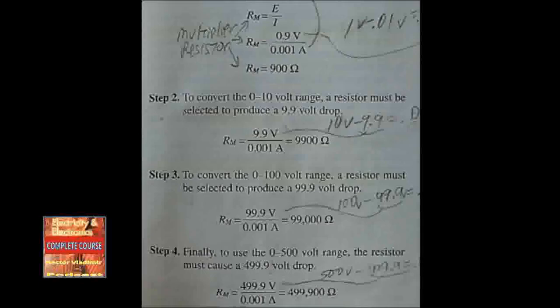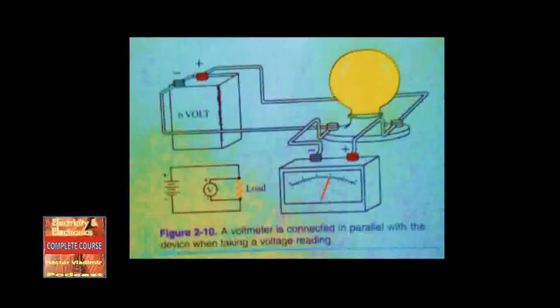Read the scale on the dial that corresponds to the range selected. The dial on a meter is generally referred to as the range selector switch. Figure 2-9, step 1. The multiplier causes an IR drop, or current and resistance drop, of 0.9 volts. Step 2, the multiplier causes an IR drop of 9.9 volts. Step 3, the multiplier causes an IR drop of 99.9 volts. In step 4, the multiplier causes an IR drop of 499.9 volts. Bottom, the basic setup of a voltmeter.